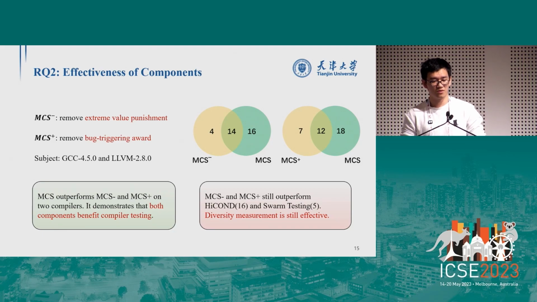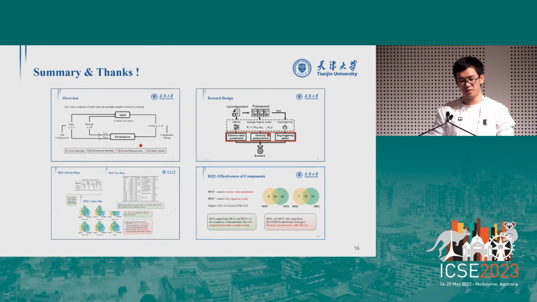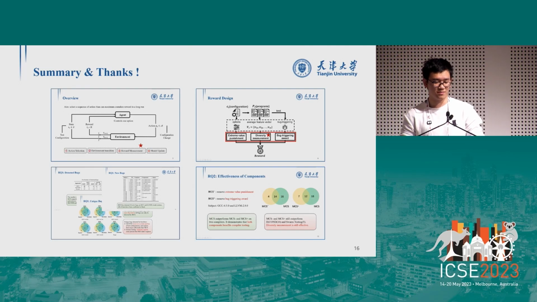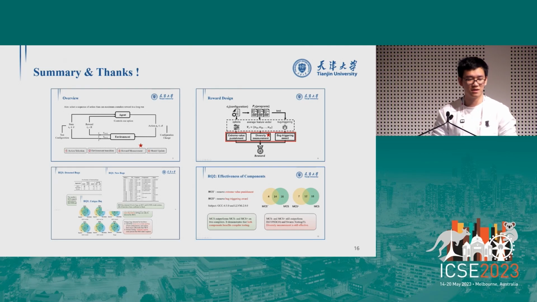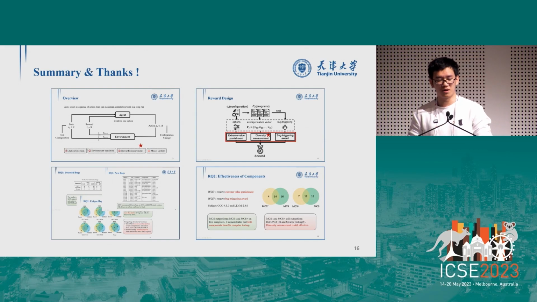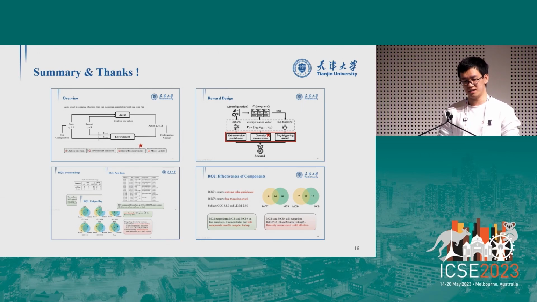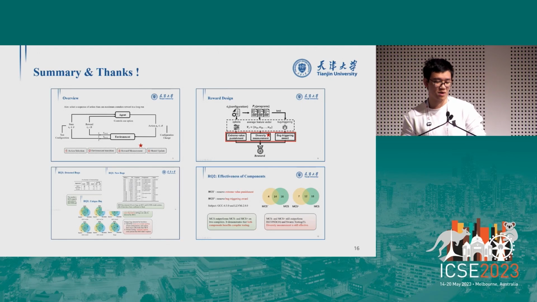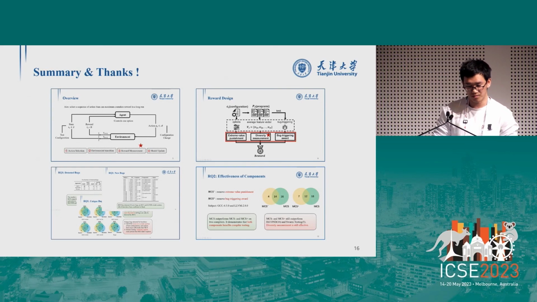That shows the component of diversity measurement can still guide the search process and lead to a suboptimal result on the 2 variants. To summarize, in this paper, we propose our novel test program generation approach, MCS. We adopt reinforcement learning and design its reward through 3 perspectives, and evaluate the effectiveness of MCS and its 2 reward components. That's all my talk. Thank you.